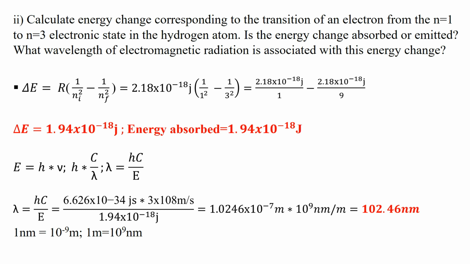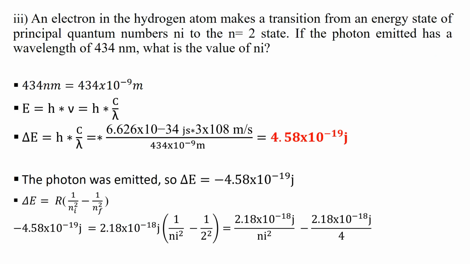Sub-question number 3 is telling us that an electron in the hydrogen atom has made a transition from an energy state of principal quantum number ni to the n equal to 2 state. This means ni is the initial state, which is not known and needs to be calculated, and the electron goes to the n equal to 2 state. They are telling us that a photon is emitted, and they have given us the wavelength of the photon, which is equal to 434 nanometer.